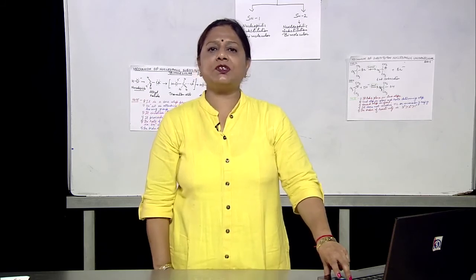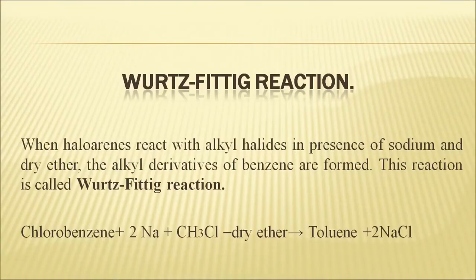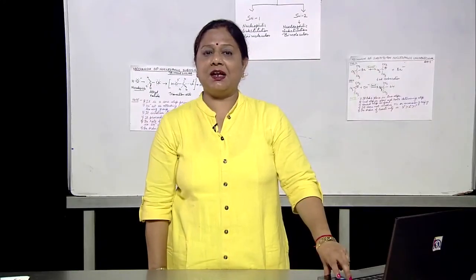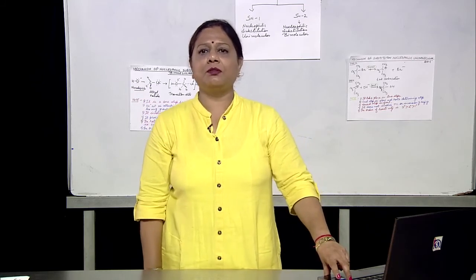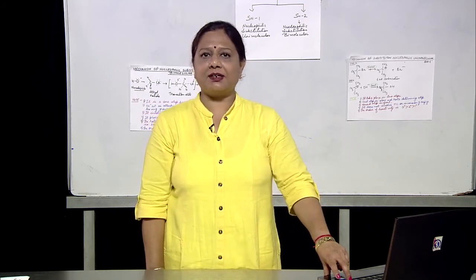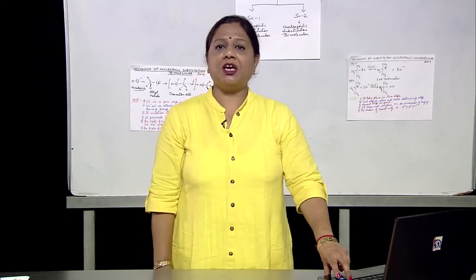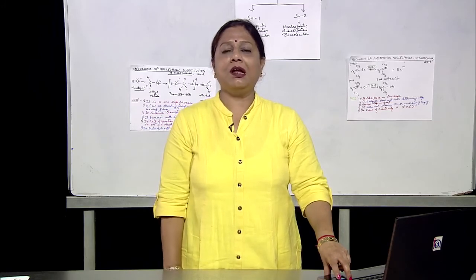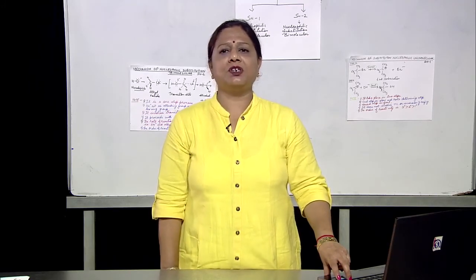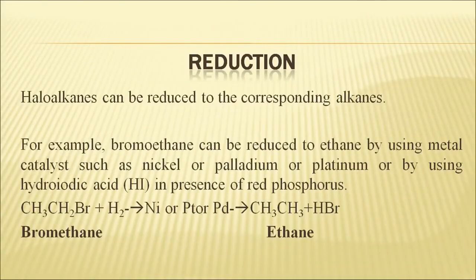Next is the Wurtz-Fittig reaction. In the Wurtz-Fittig reaction, what you need to pay attention to is that you have taken 1 molecule of chlorobenzene reacting with 2 atoms of sodium, and another molecule is a haloalkane, CH3Cl. So one is C6H5Cl and the other is CH3Cl. It will form toluene and sodium chloride. In the Fittig reaction, you are taking 2 molecules of chlorobenzene and reacting with the metal in presence of dry ether to form diphenyl.